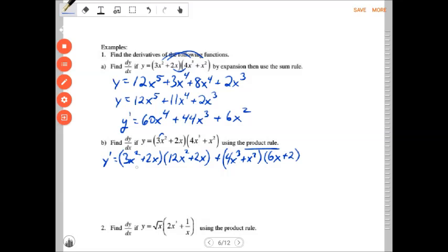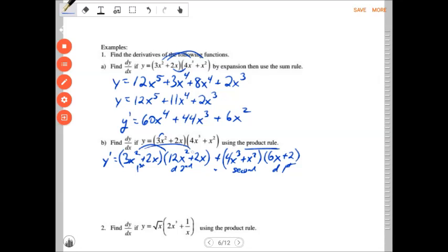Okay, so again, this is the first times the derivative of the second plus the second times the derivative of the first. Okay, so that's the idea. Now we have a little bit of FOILing, a little bit of binomial multiplying to do here.